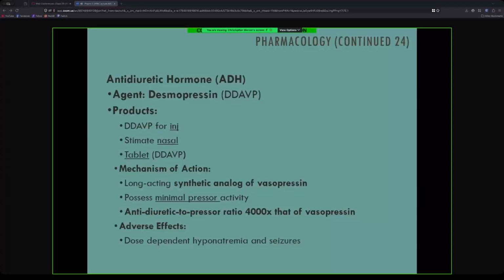And that 4,000 to 1 antidiuretic to pressor ratio is a single number explaining desmopressin's entire clinical niche versus vasopressin's use. So know the difference between the two ADH agents, what receptors and what action they cause at those different receptors, and why you would choose desmopressin over vasopressin.